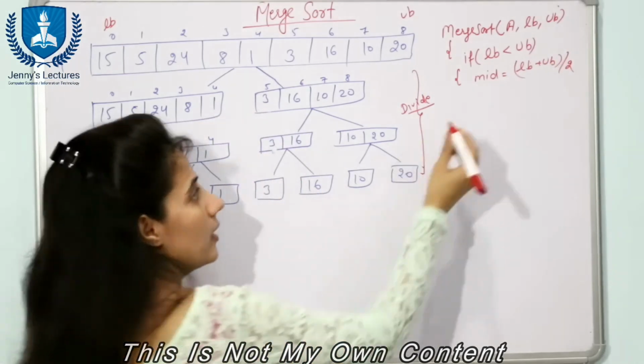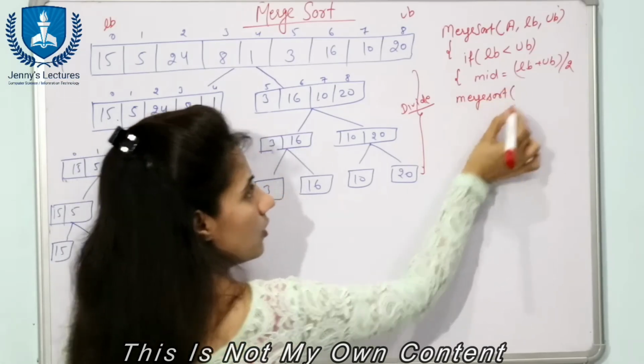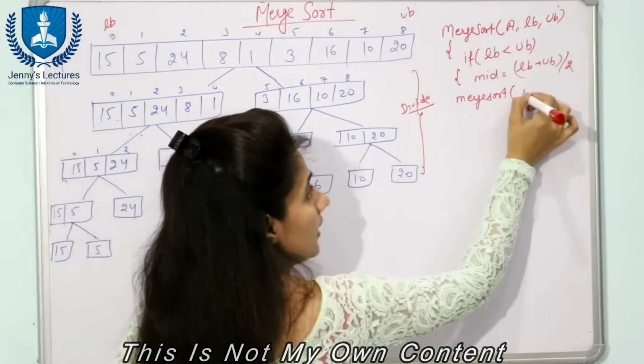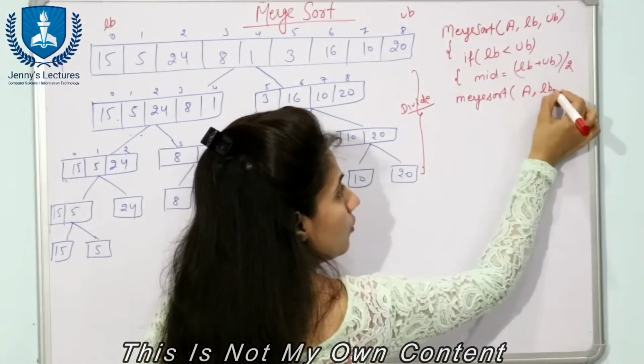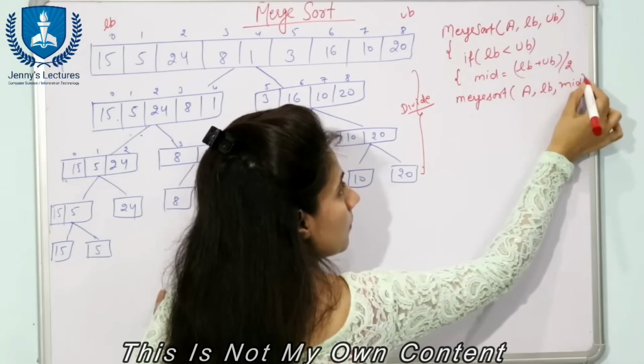Now we recursively call merge sort on array A, from lower bound to mid.